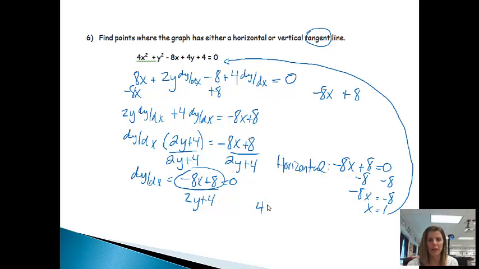So we're going to have 4 plus y squared minus 8 plus 4y plus 4 equals 0. Now I'm going to combine like terms, so I'm going to have y squared plus 4y, and I notice that everything else cancels out, so I have equals 0. And then I've got y times the quantity y plus 4 equals 0. Notice I actually get two answers for this one. I'm going to get y equals 0 and y equals negative 4.